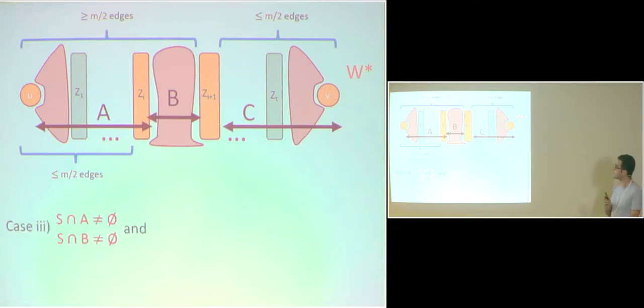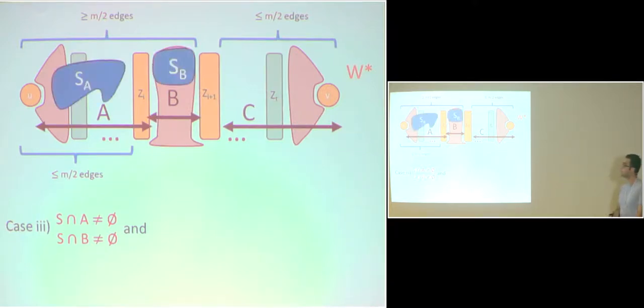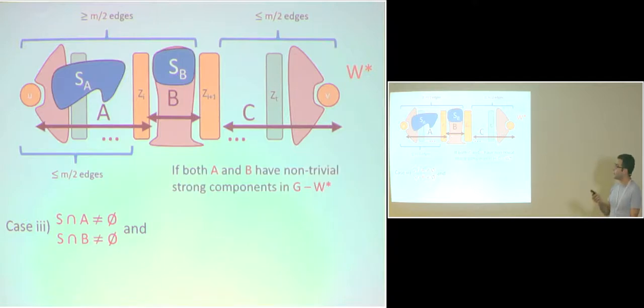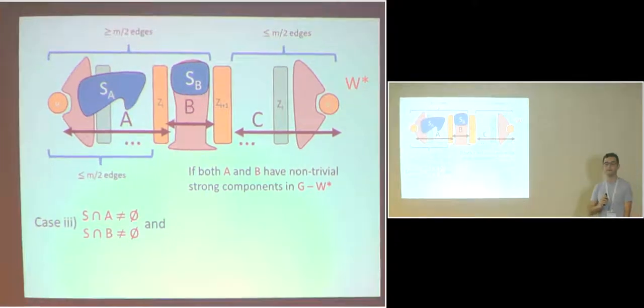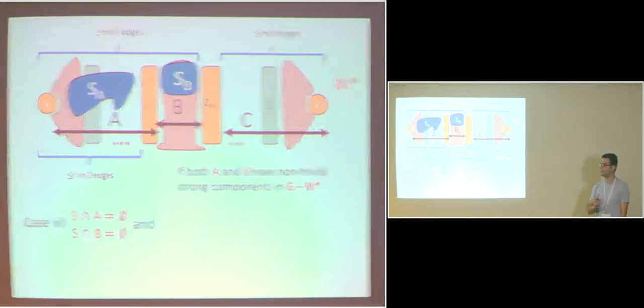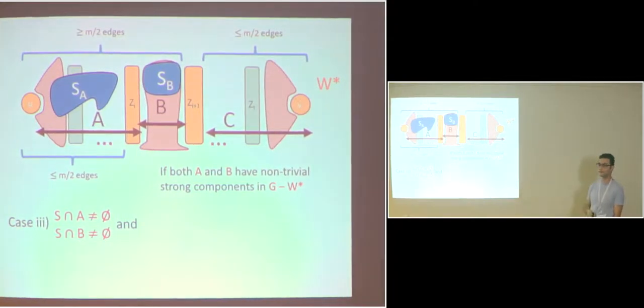For the last case, we have now gotten rid of the case where S lives entirely in one of A, B, and C. So now suppose it lives in two. Suppose it lives in A and B. Now, either both A and B have non-trivial strong components in G minus W star, then we are done. Why? Yes, we have at least two components.